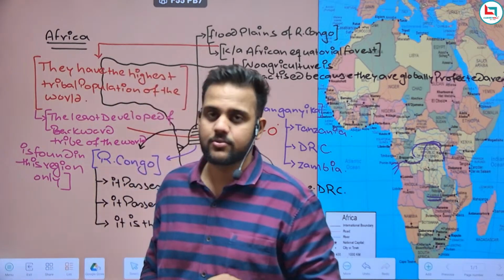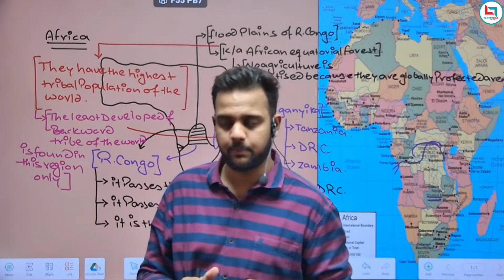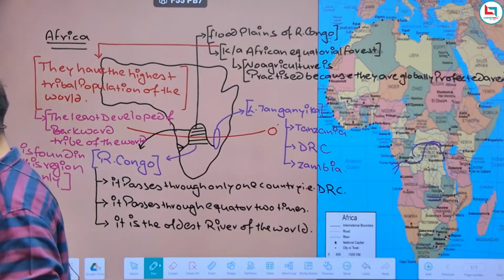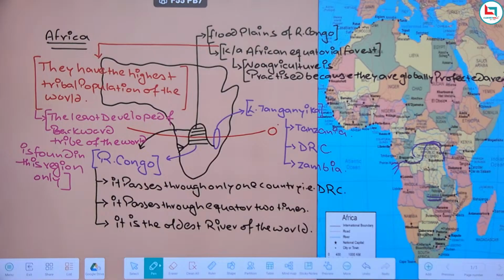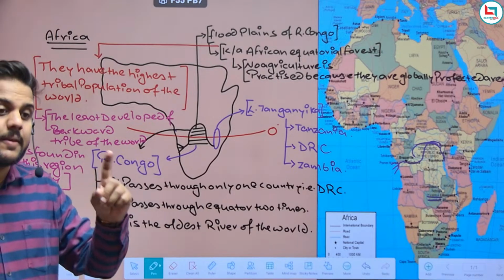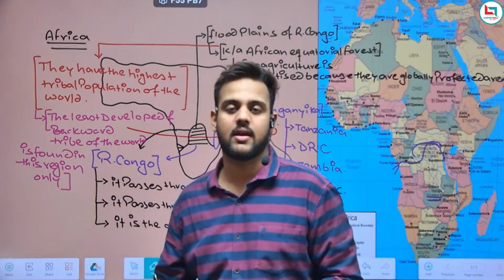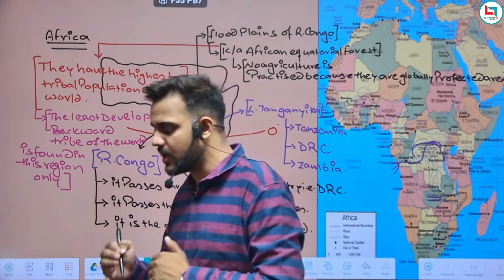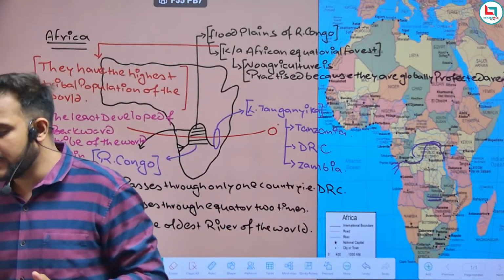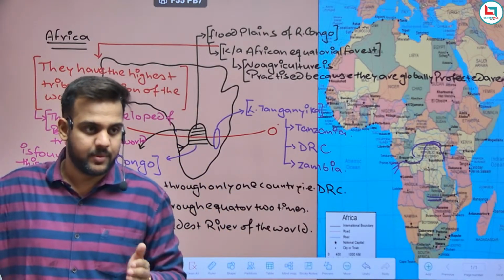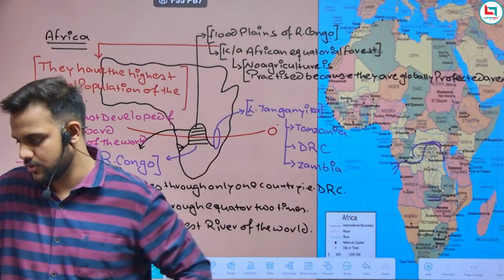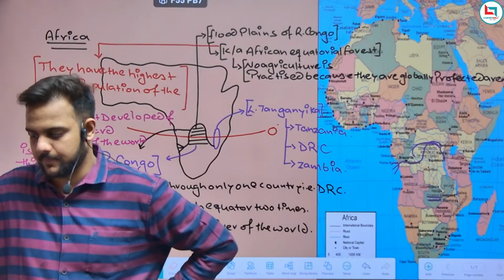What are the tribes? Tribes like Ubatus and Pygmies. These are the two tribes found here. When we talk about the Pygmies, remember, they are the transition between apes and humans. They are the oldest tribe, and they are tree dwelling creatures.